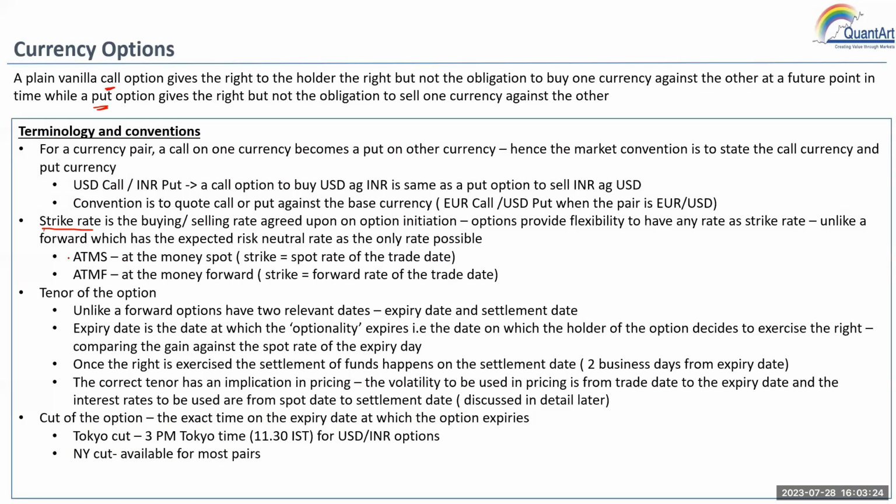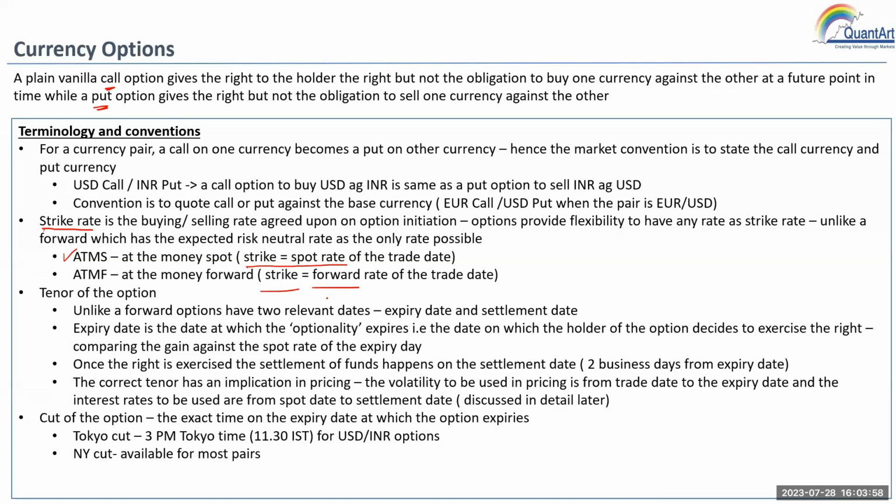Market basically has some conventions. ATMS strike is where the strike is equal to the spot rate of the trade. Basically, on the trade date, whatever the spot is, if you use the same strike rate for the option, then it's an ATMS option. If you use a strike equal to the forward rate on that day at that time, then it's an ATMF option, at the money forward, right? These are the terminologies that we typically use. ATMS, ATMF, right?